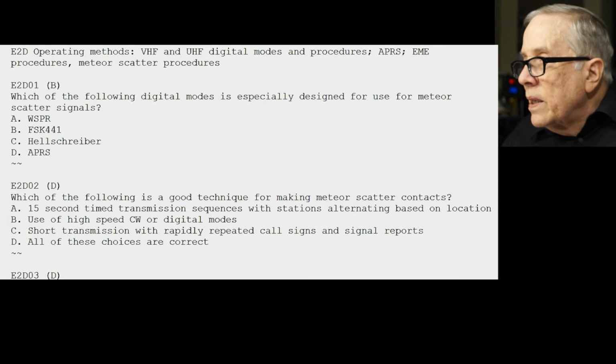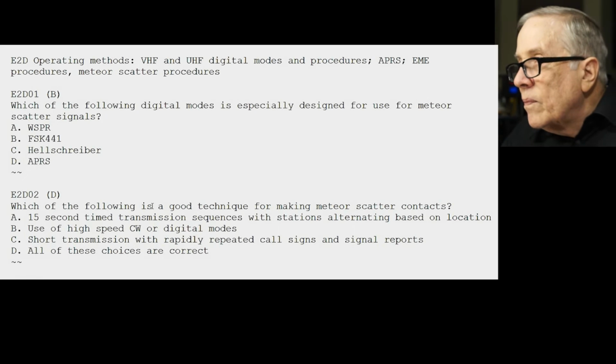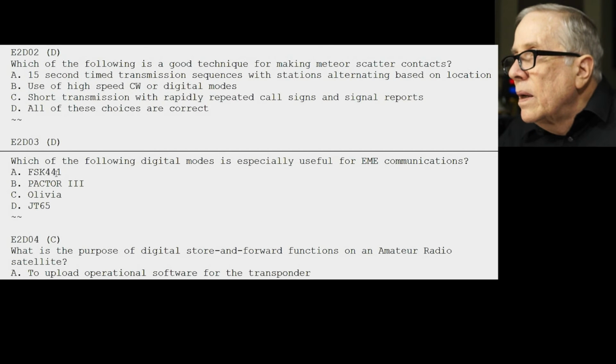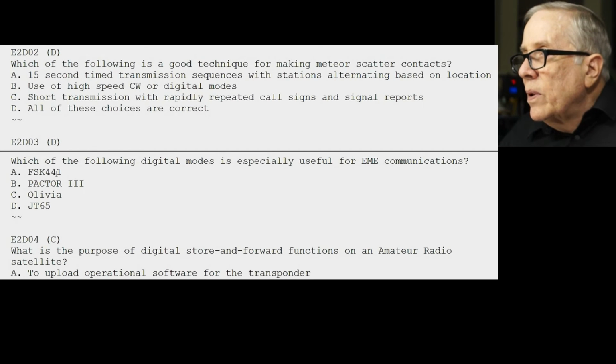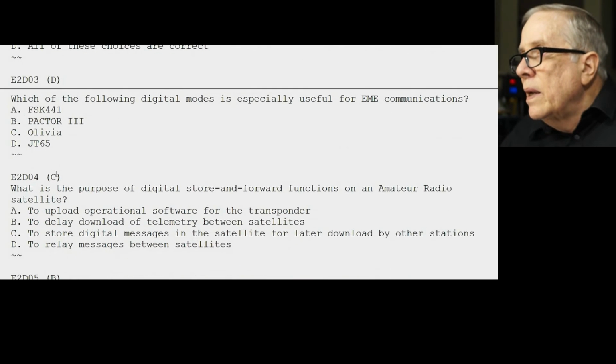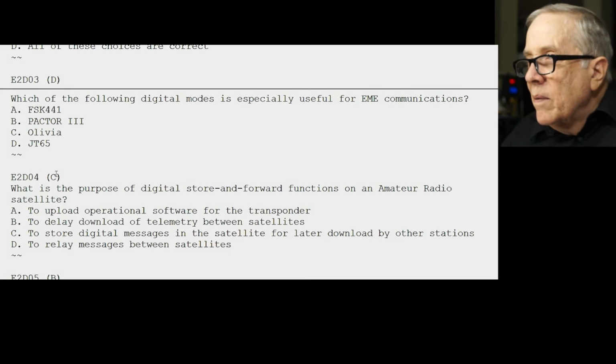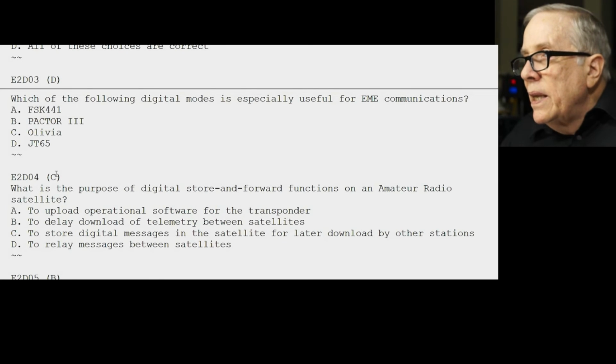Okay, next question is not coming up on the screen. Okay, E2D03, which of the following digital modes is especially useful for EME? And they have JT65. Again, that maybe is changing.